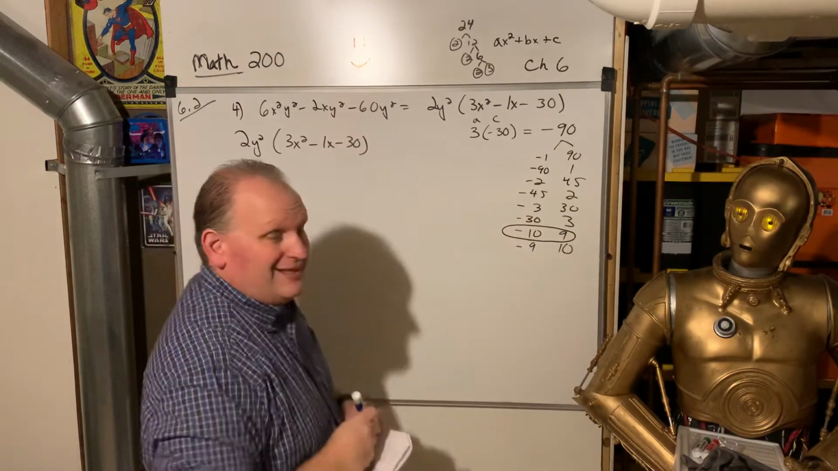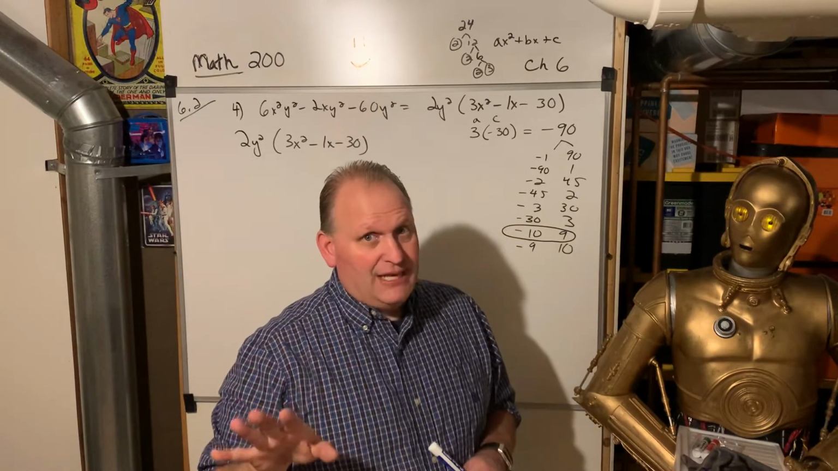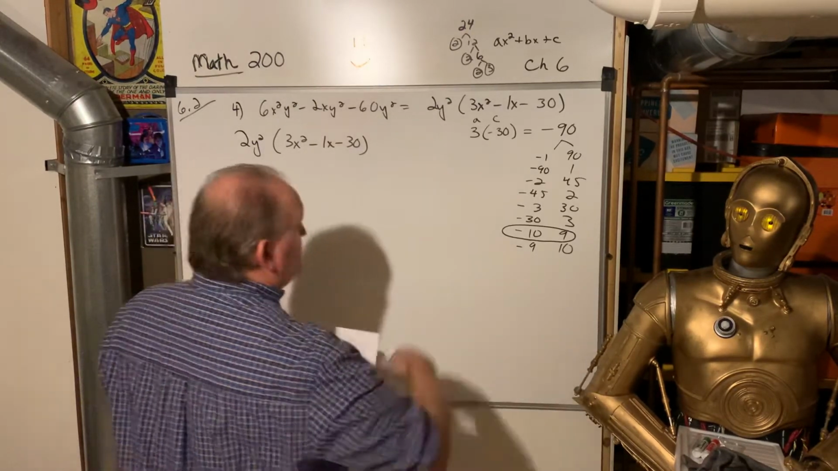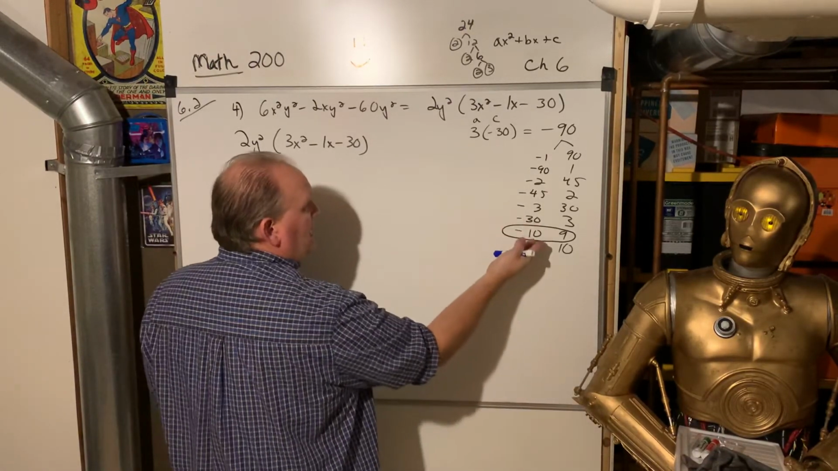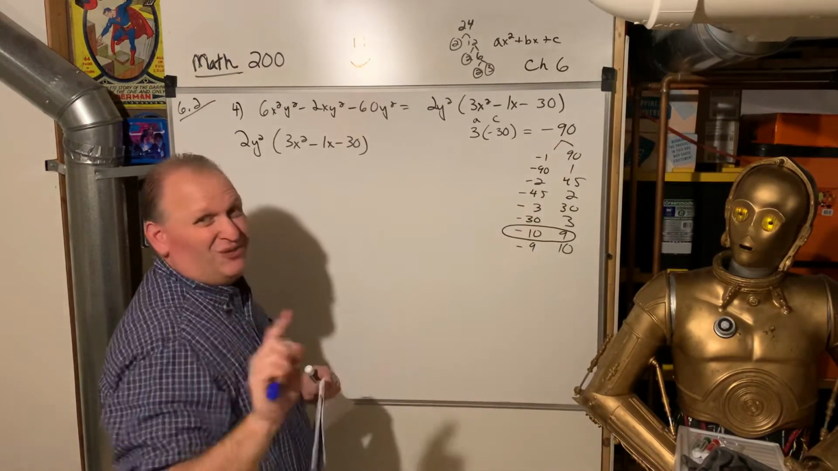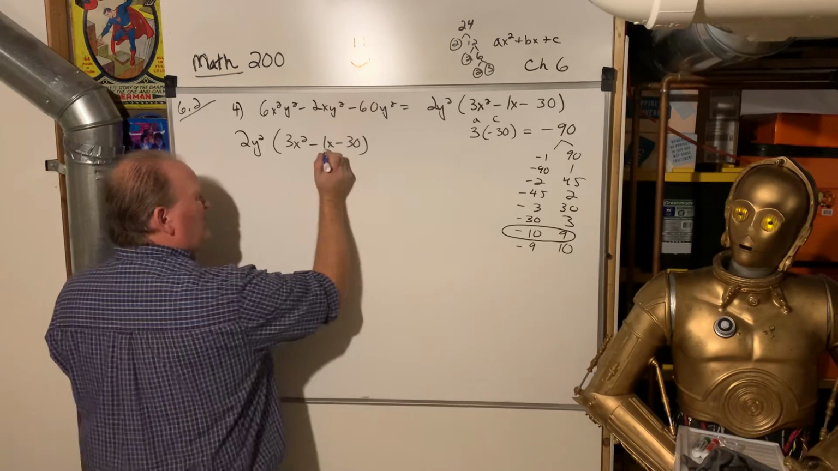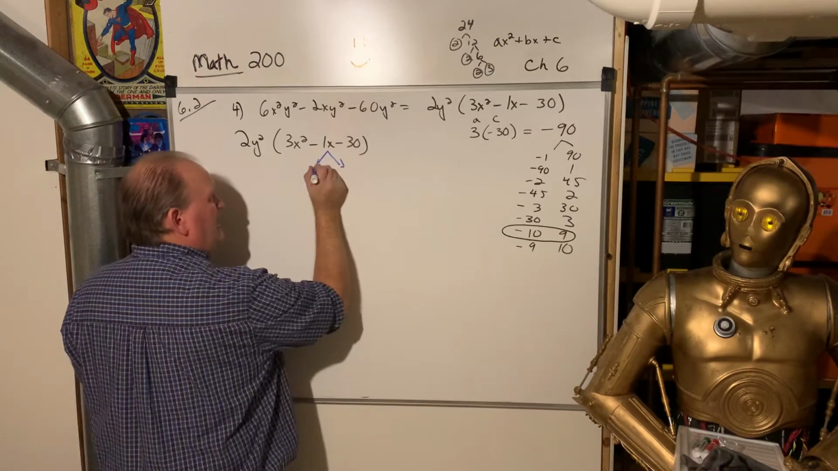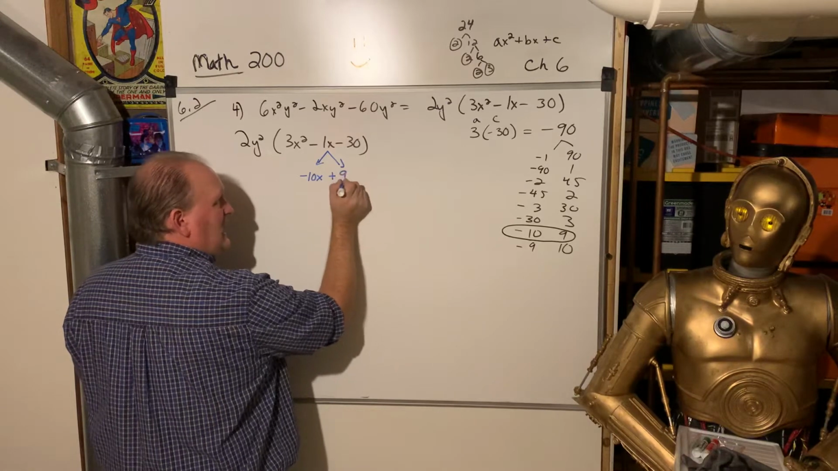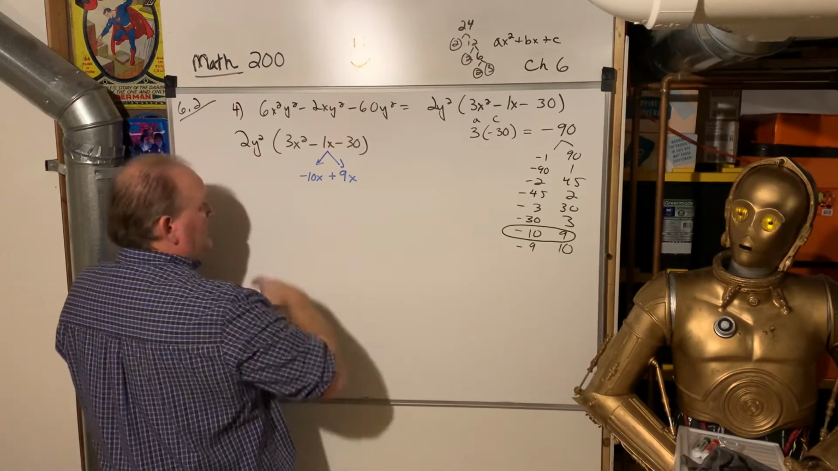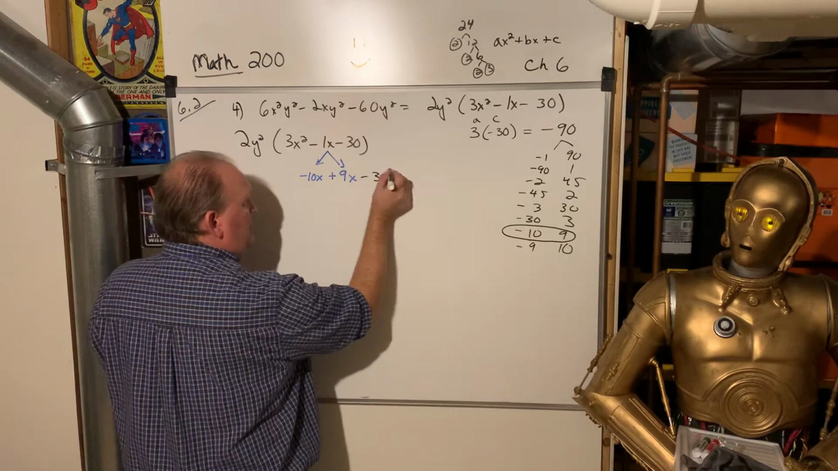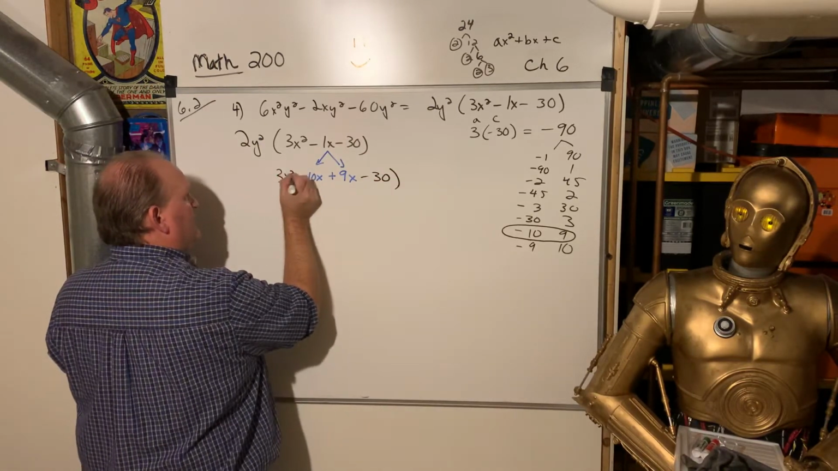Now, this is a little more complicated than just unfoil factoring, because when we were unfoil factoring, we were done. When we found that combination that multiplied to be that and added to be that, we were done. Here, we're not done. We're going to substitute that in. We're going to put in a negative 10x plus 9x, and that is negative 1x. And then we're going to bring down the negative 30 and the 3x squared.